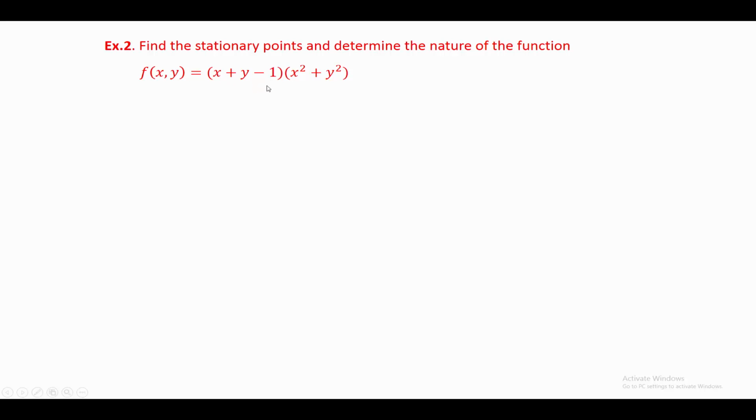(x plus y minus 1) into (x square plus y square). First write down the given function f(x, y) is (x plus y minus 1) into (x square plus y square). Now open the bracket: x into x square is x cube, x into y square is xy square, then multiply by y, x square y plus y cube minus x square minus y square.